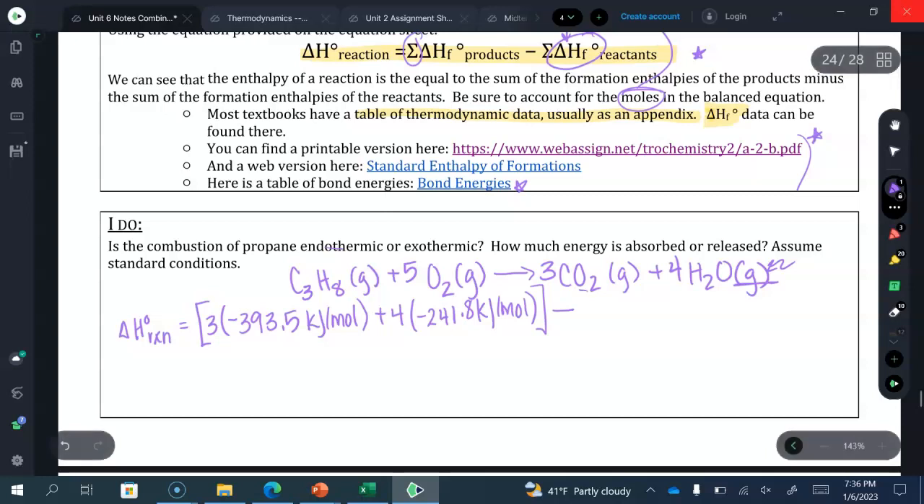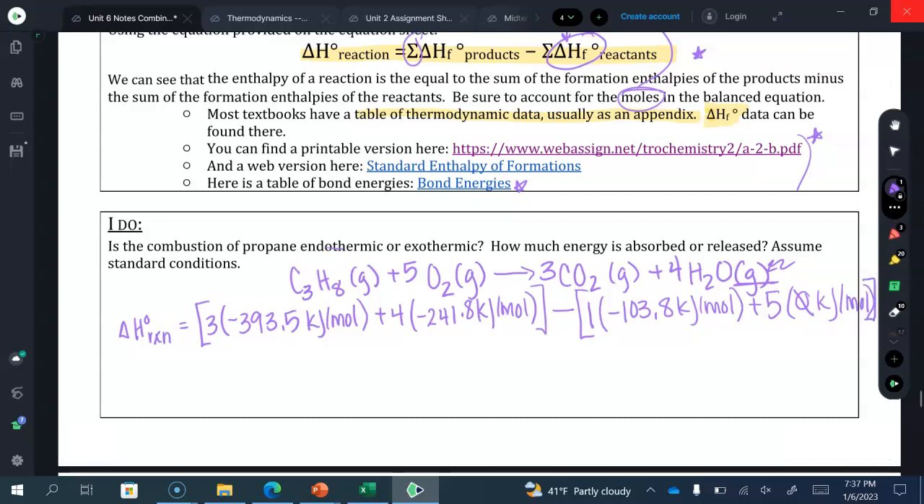So we've run out of our products, so now we're going to subtract our reactants. So we have 1 propane, and we look up propane, and that is negative 103.8 kilojoules per mole. And if you try and look up oxygen, you will actually see that you can't find it. That is because that is its elemental state, and it is set to 0.